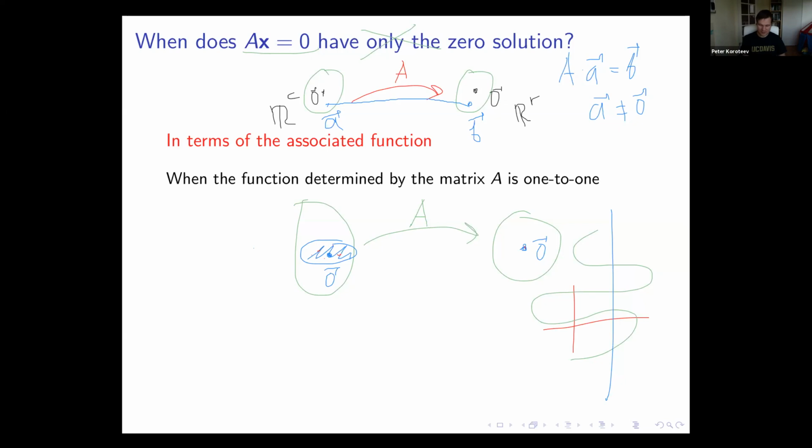So in other words, if this associated function or linear transformation A is 1-to-1, and it goes both directions, it means that the only element in the domain that is mapped to 0 under this function is 0. So there are no non-trivial pre-images of 0.